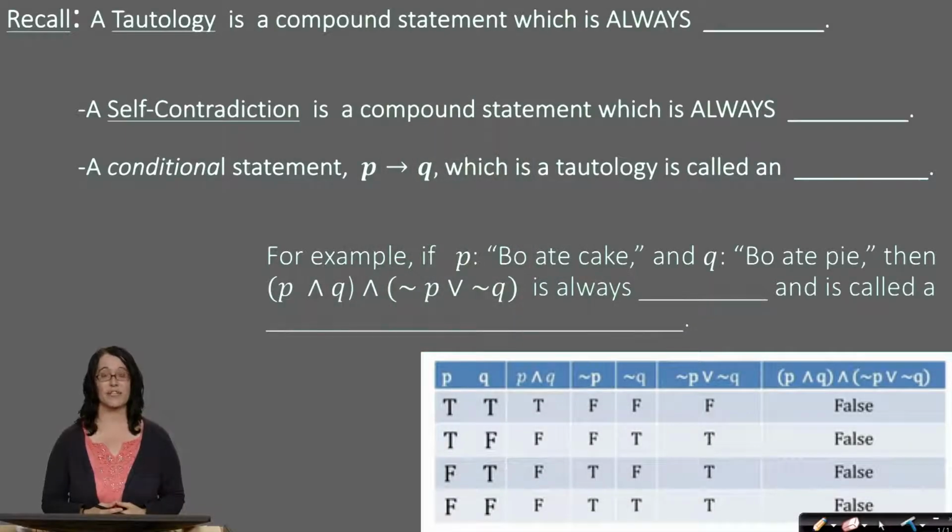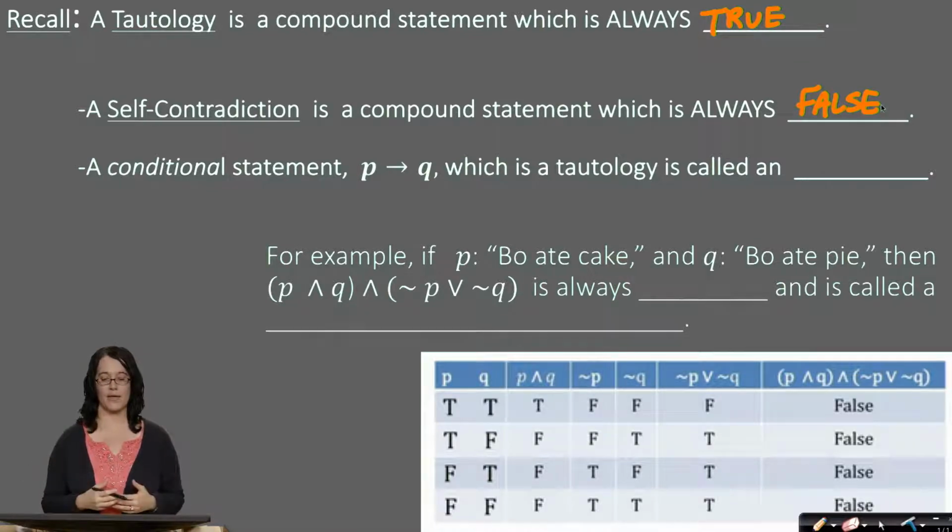So recall that a tautology was a compound statement which was always true. Good job. You can fill in your first blank with me. I think I even mentioned in our last video briefly that a self-contradiction was a compound statement which always was false, right? Because it's always contradicting itself, a self-contradiction.